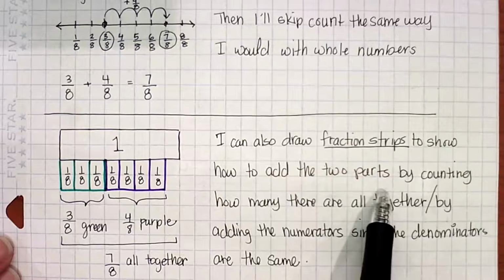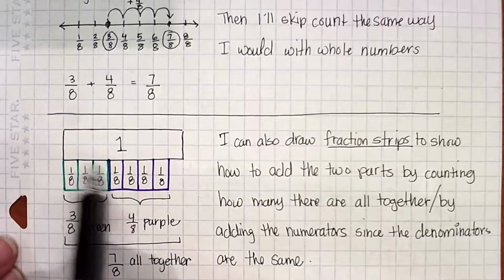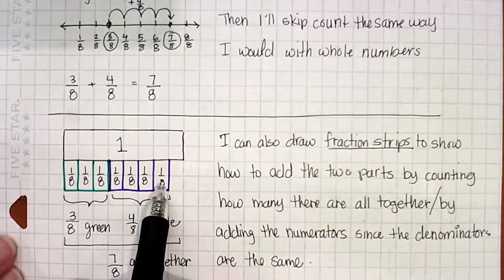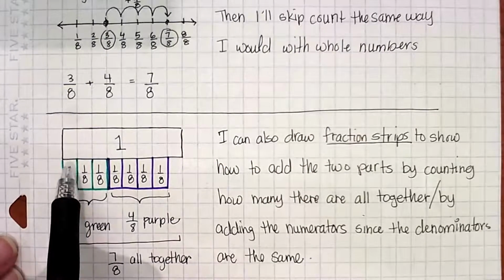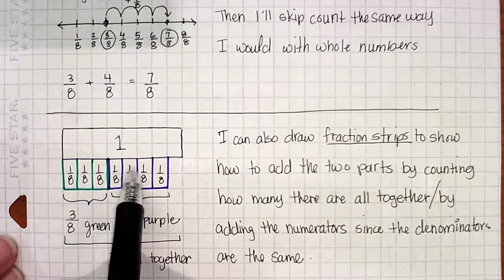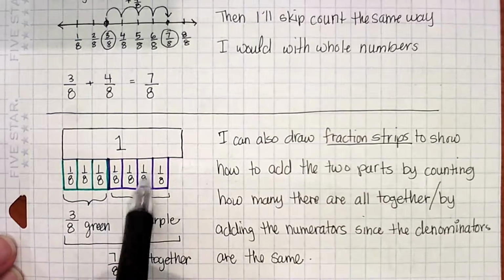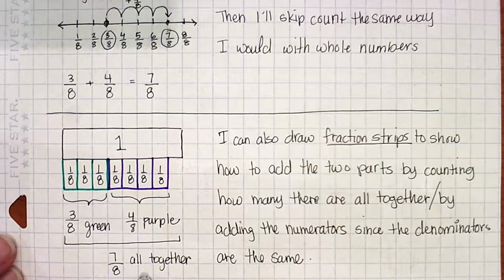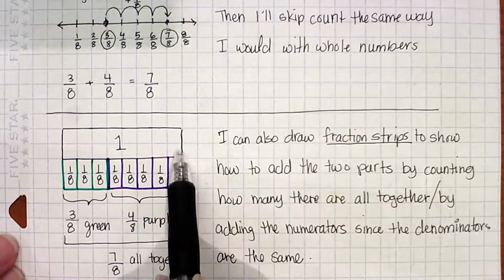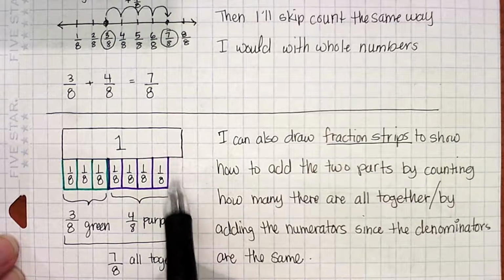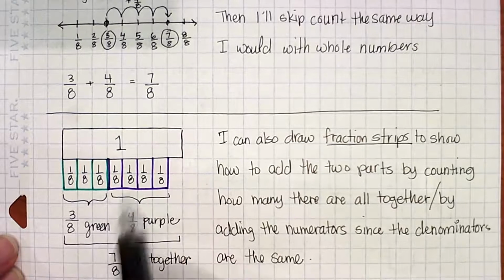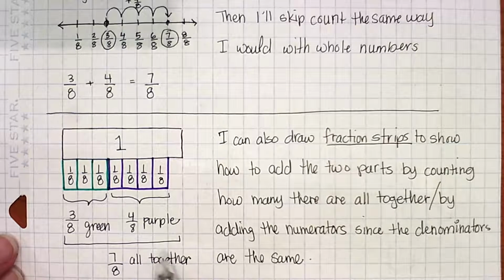So here I'm going to add the 2 parts, the green parts and the purple parts, by adding the number of pieces that I have. So I have 1, 2, 3, 4, 5, 6, 7 pieces out of a total of, I can see in my denominators here, out of 8 pieces. So here, even if I'm looking at my fraction strip, I can see that I'm missing 1 piece to make it a whole. So I have 7 out of my 8 pieces altogether.